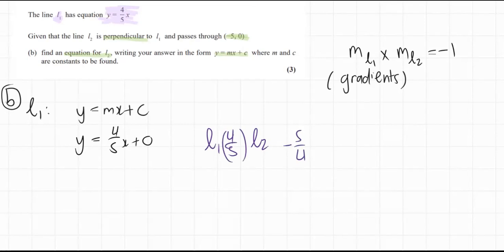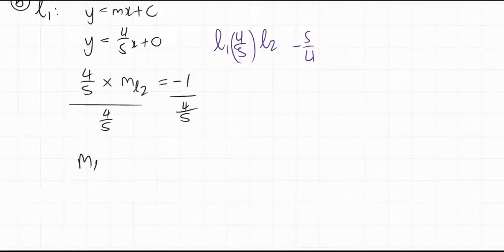But if you want to do the actual working to show it in your answers, then 4 over 5 times the gradient of L2 must be equal to -1. So we divide both sides by 4 over 5. The gradient of our line L2 is going to be -1 times 5 over 4. And that's -5 over 4, which we got quickly if you just turn it over and change the sign. Okay. So we know the gradient.